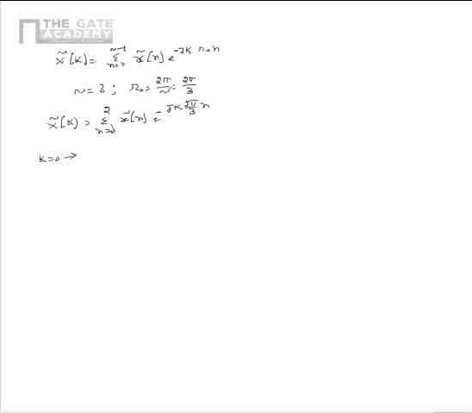So for k is equal to 0, we know that X of 0 is equal to 1 plus 0 plus 1, that is equal to 2. For k is equal to 1, we know that X of 1 is equal to x of 0 multiplied by 1 plus x of 2 multiplied by e power minus j 2 pi by 3 into 2. So this upon simplification becomes 1 plus e power minus j 4 pi by 3.